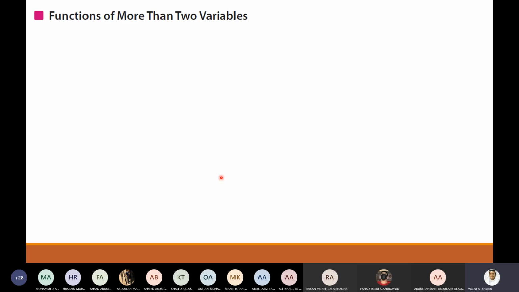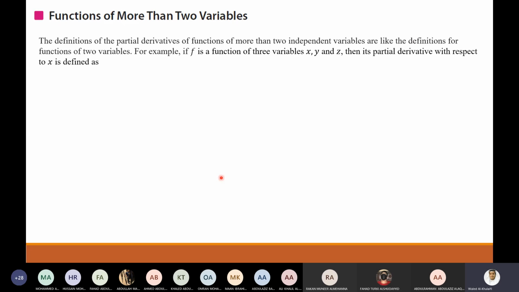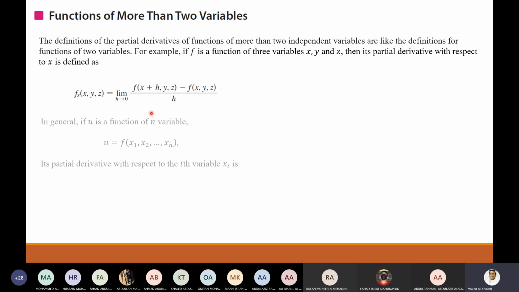Now let's talk about functions of more than 2 variables, because so far we have been differentiating functions of only 2 variables. What will happen if I have more than 2 variables? The definition works in a similar way for functions of 3 variables, for example, or any number of variables more than 2. So if I have a function of 3 variables x, y and z, and I want to differentiate with respect to x, in the definition I just put x plus h, over h.